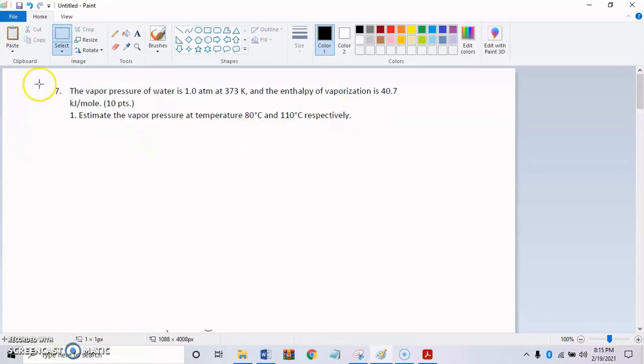So, we are given at the first condition the vapor pressure of water at 1 atm, and also the temperature of water at 373 Kelvin. That is 100 degrees Celsius. So we expect that the vapor pressure of water at 1 atm has a temperature of 100 degrees Celsius. This is the boiling point of water at 1 atm.